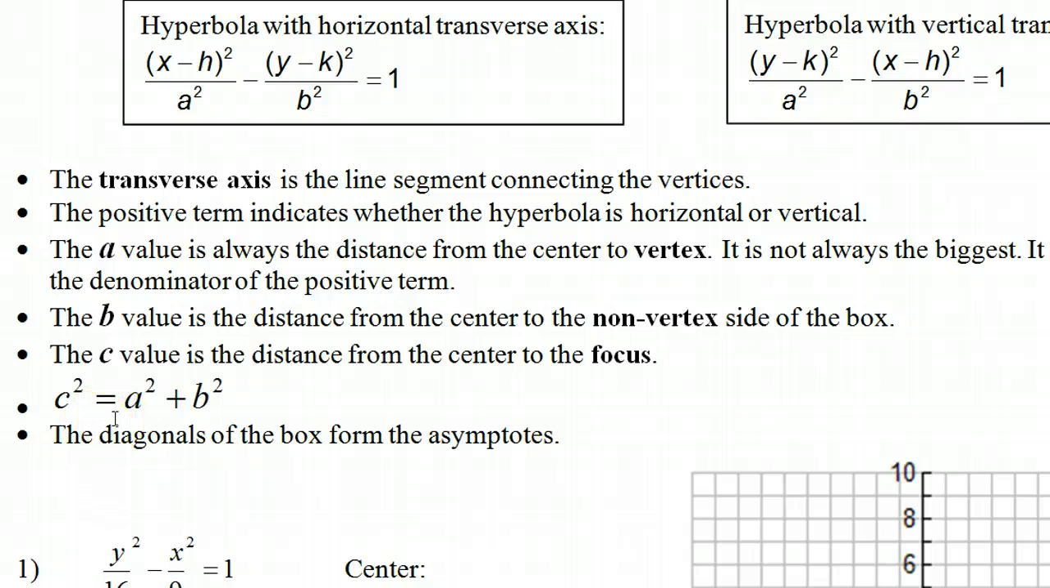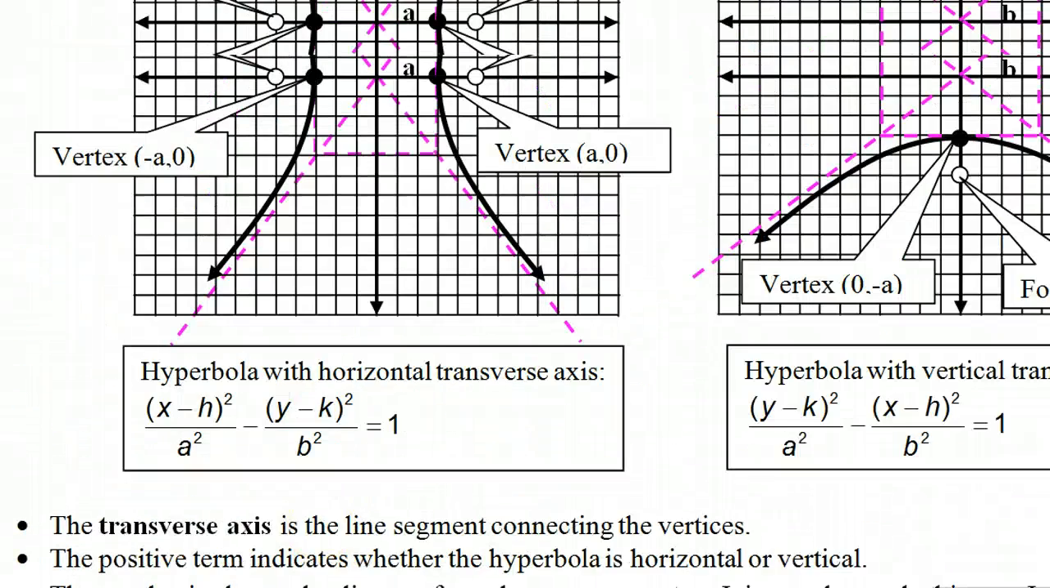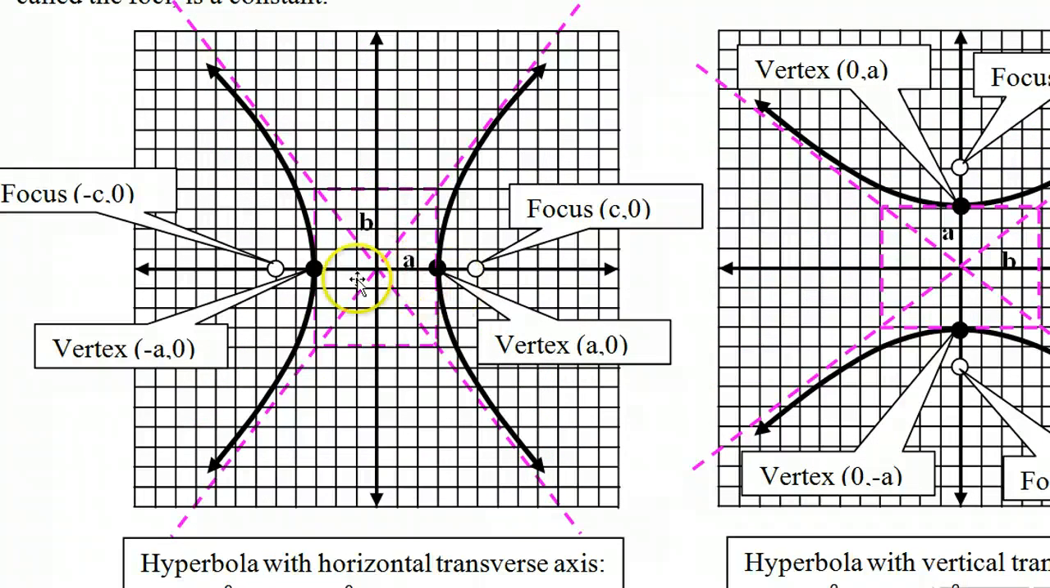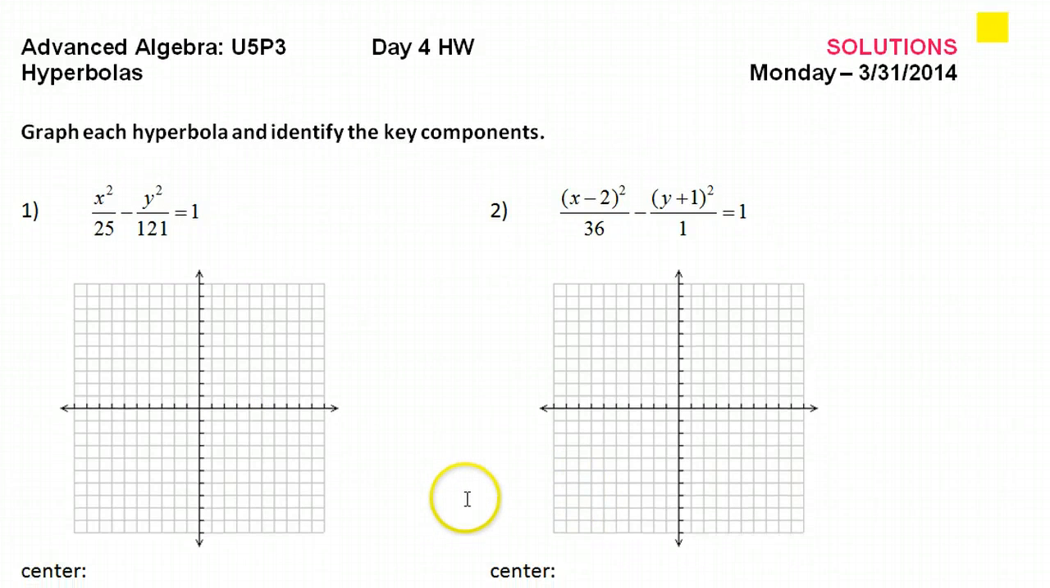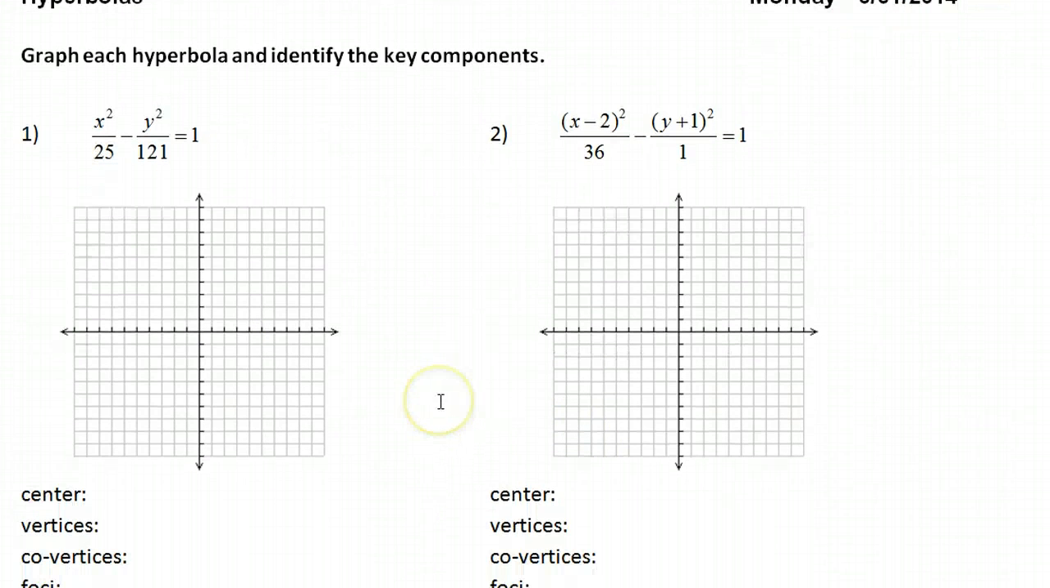Okay, and the diagonals of the box that's formed by our A and our B, these diagonals are asymptotes, and so the hyperbola will get closer and closer to these asymptotes the further out they go. That's the background. Now let's zoom in and take a look at number one.